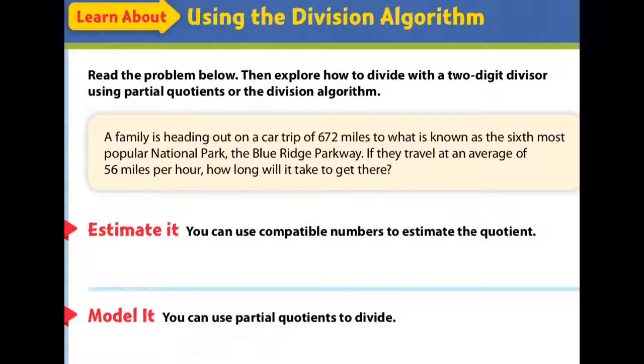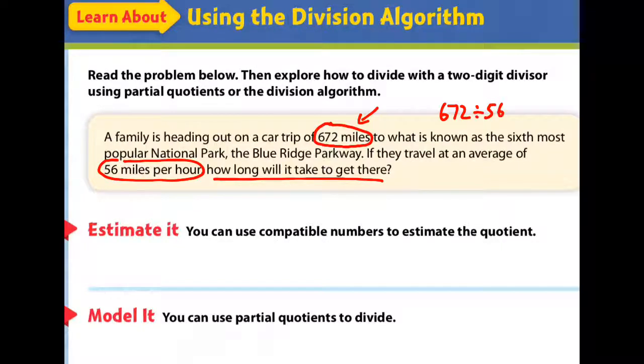So first, how would you know this is division? Well, if the total trip is 672 miles, and they travel there at 56 miles per hour, what you're doing is you're splitting up the 672 miles into groups of 56. And how long will it take to get there? Well, that's how many groups of 56 you have. So anytime you're splitting something up, it's going to be division. This is going to be 672 divided by 56.